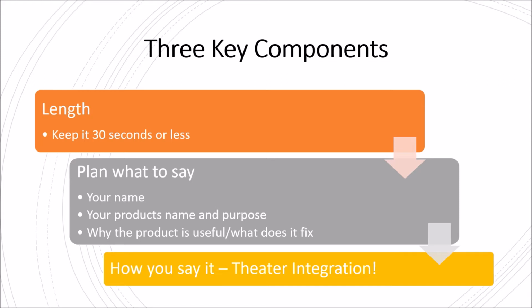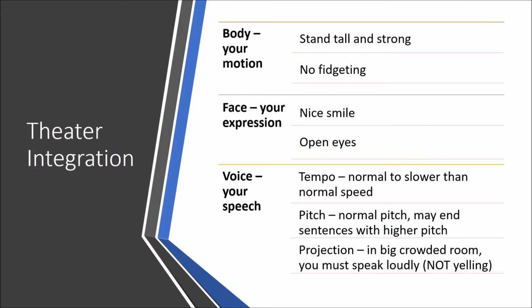Third is how you're saying it. This is where theater integration will come in. There are three parts of an actor's performance. They are body, face, and voice. Body is all about the movements you're making. During an elevator pitch, you want to be standing tall and strong without fidgeting. This type of body shows you are proud of your product and not nervous to talk about it.